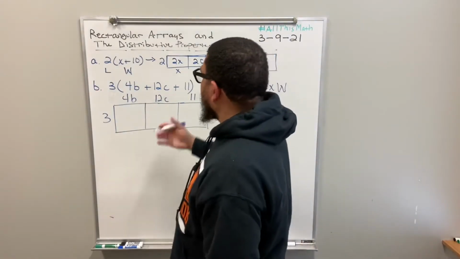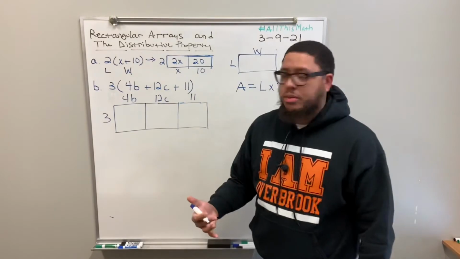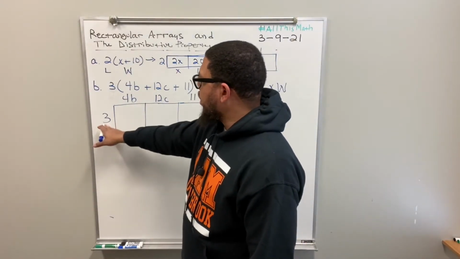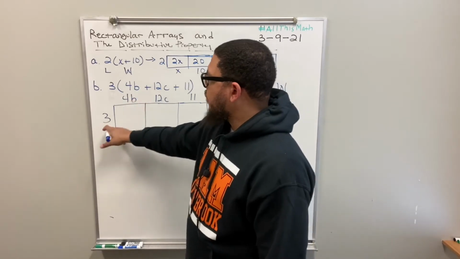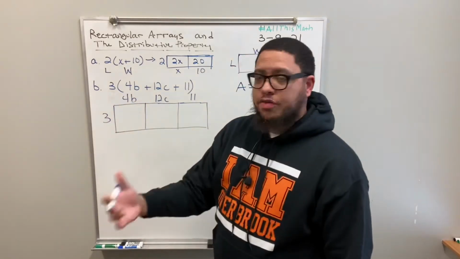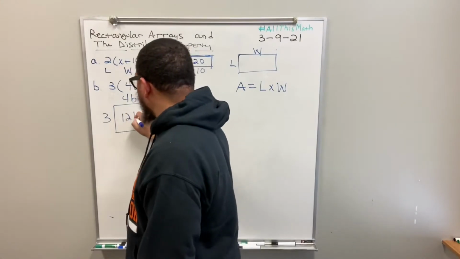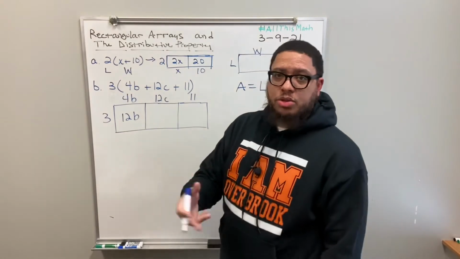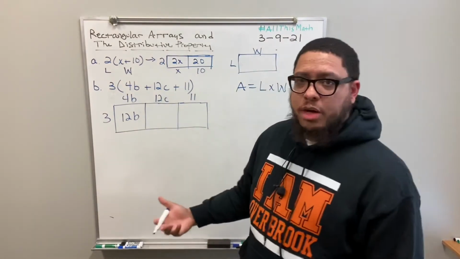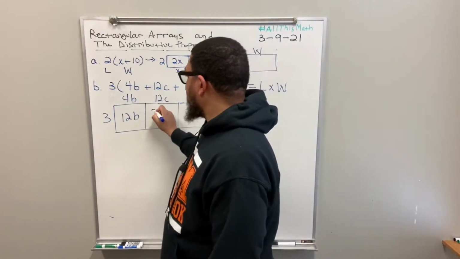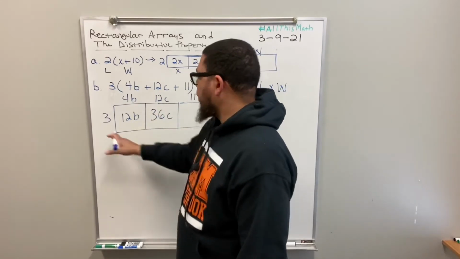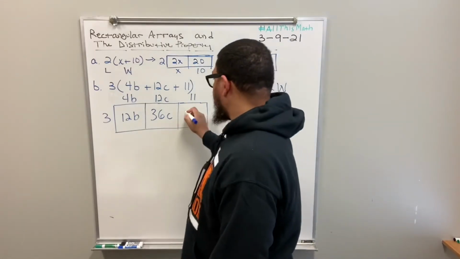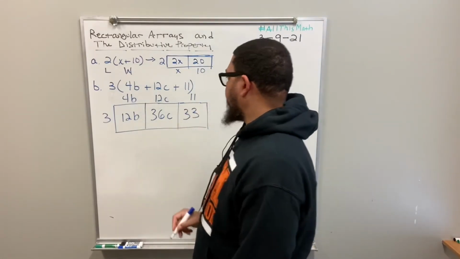So, again, think about a multiplication table, right? We need to do the multiplication. So 3 gets multiplied by 4b. 3 times 4b is 12b. So I write 12b in here. Then 3 times 12c. 3 times 12 is 36. So 3 times 12c is 36c. Write that in there. And then 3 times 11 is 33. So I write the 33 right there.